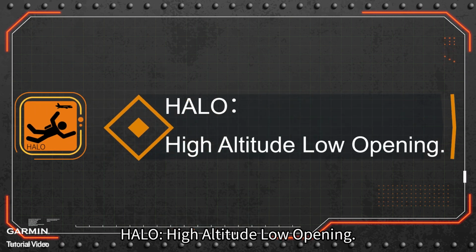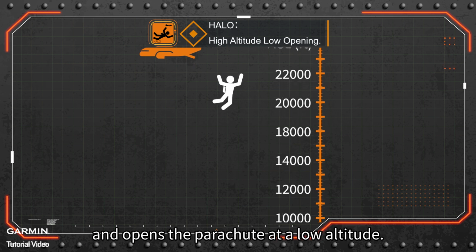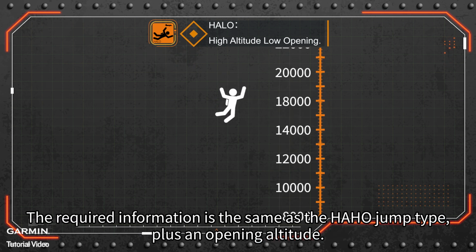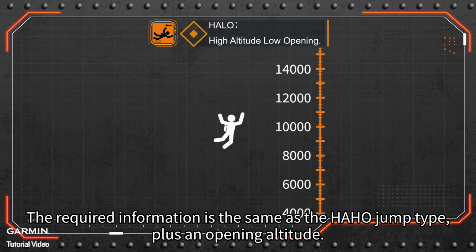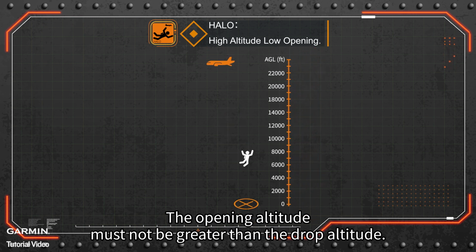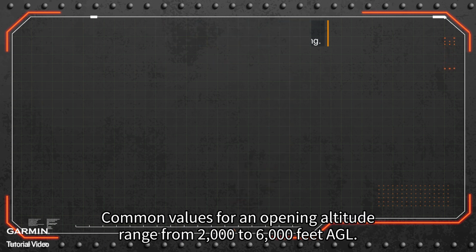HALO, high altitude, low opening. The Jumpmaster jumps from a very high altitude and opens the parachute at a low altitude. The required information is the same as the HAHO jump type, plus an opening altitude. The opening altitude must not be greater than the drop altitude. Common values for an opening altitude range from 2,000 to 6,000 feet AGL.